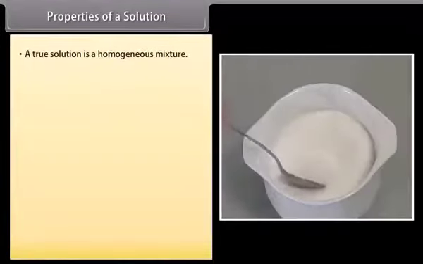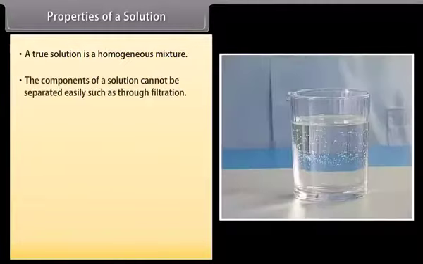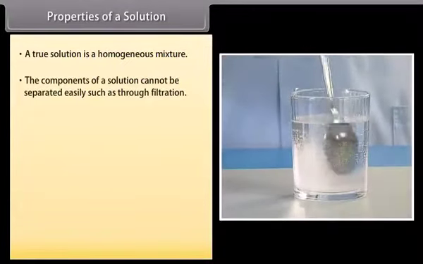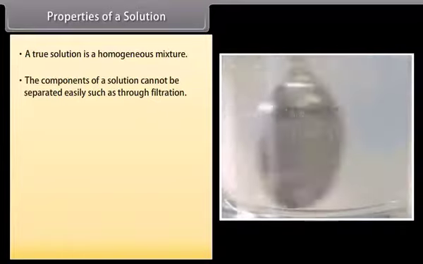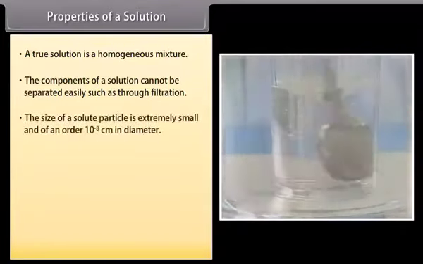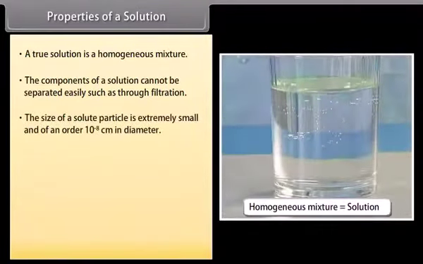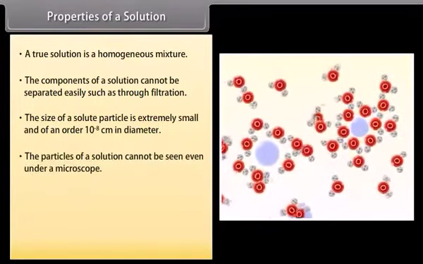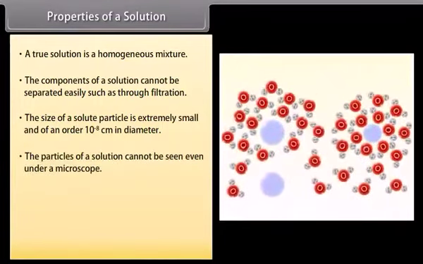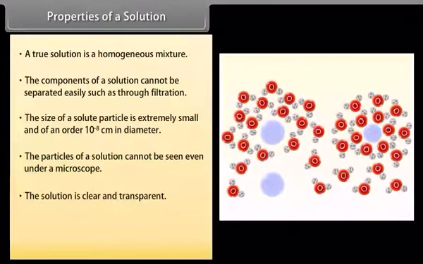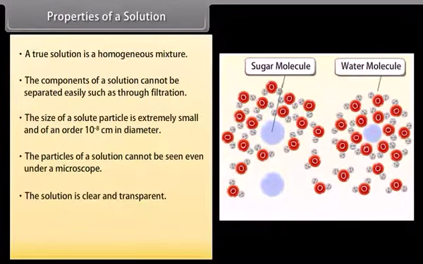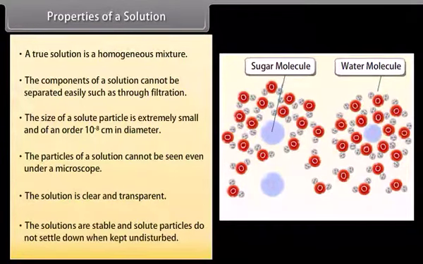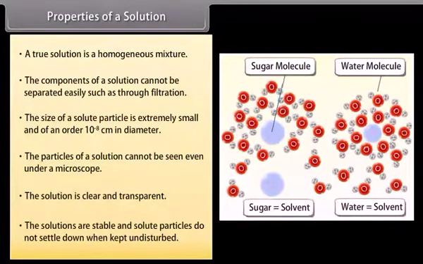Properties of a solution. A true solution is a homogeneous mixture. The components of a solution cannot be separated easily, such as through filtration. The size of a solute particle is extremely small, of the order of 10 raised to the power minus 8 cm in diameter. The particles of a solution cannot be seen even under a microscope. The solution is clear and transparent. The solutions are stable and solute particles do not settle down when kept undisturbed.